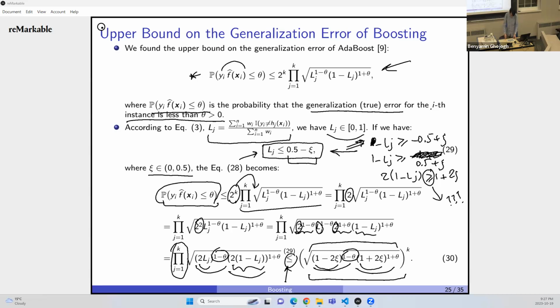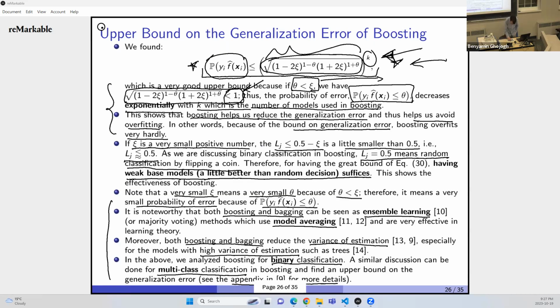Then I said this inside the power is less than 1. I have a lot of terms less than 1 which are to the power of k. Assume it's 0.9, then 0.9 to the power of k. When k is, for example, 10, it becomes very small, exponentially small. This shows why the probability of error in boosting is very low, why boosting is working very well, why accuracy in boosting is high. Agree? So this was the first point in this slide.